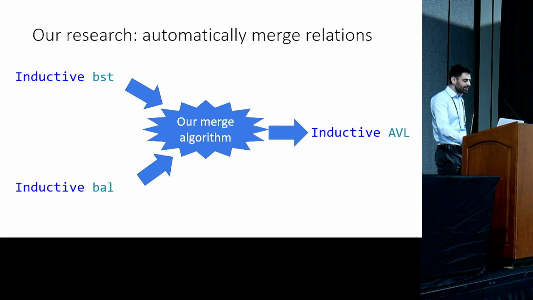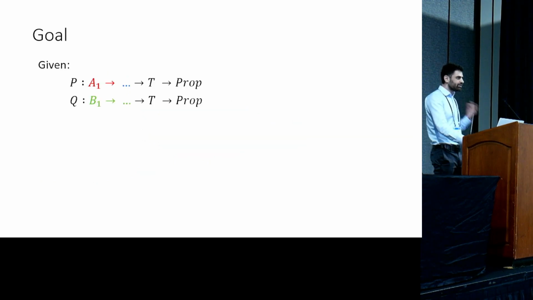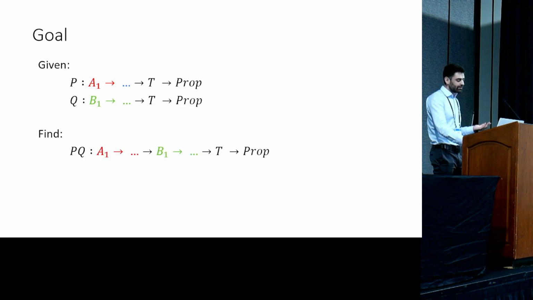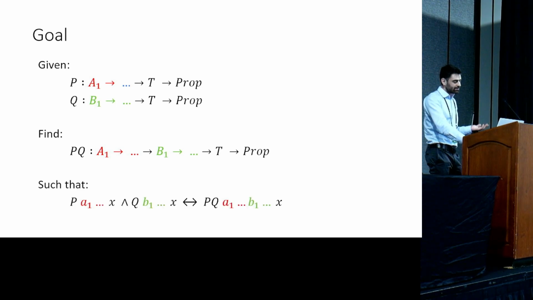So I'll show later how it can take BST and BAL and produce the AVL relation from that. So what does our algorithm do in general? Well, in general, it will take as input two relations P and Q, which will both be parameterized by an element of a single shared type T, as well as many other unshared indices, these A's and B's, as you want. And then our algorithm will output a single relation PQ, parameterized again by a single element of this shared type T, as well as all of those separate A's and B's, such that PQ should be equivalent to the conjunction of P and Q.